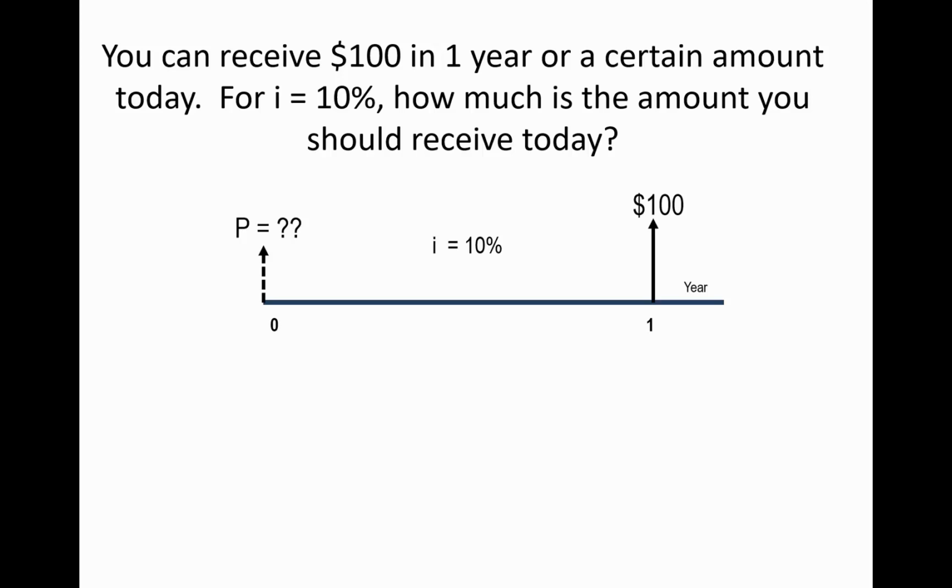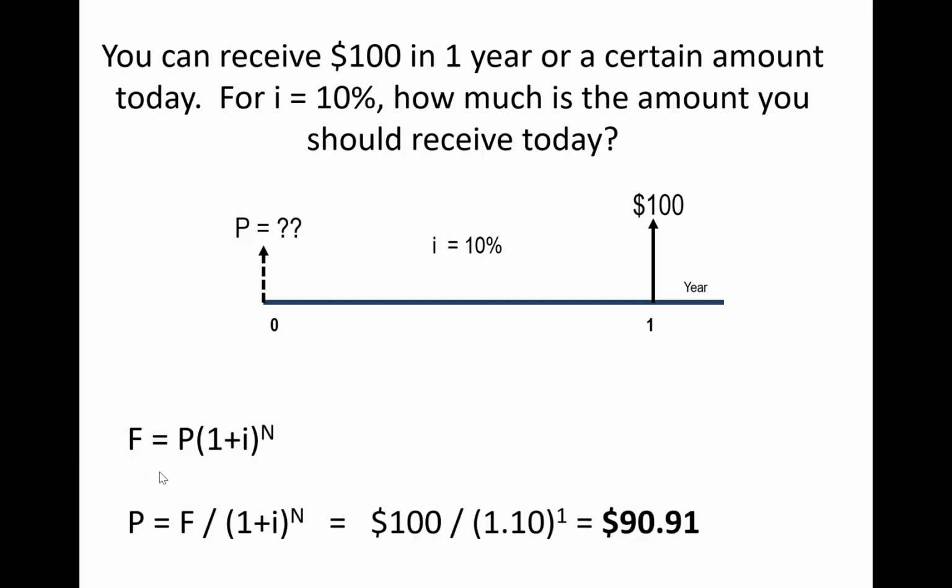Remember that if you set this problem up, the cash flow diagram looks like this. You're getting 100 in the future. The present for today is unknown. The interest rate is 10%. And the formula that we use to solve problems like this, you've seen before: the future amount is the present amount times (1 + i)^n. And so you need to solve for P, which means that you have F divided by (1 + i)^n.